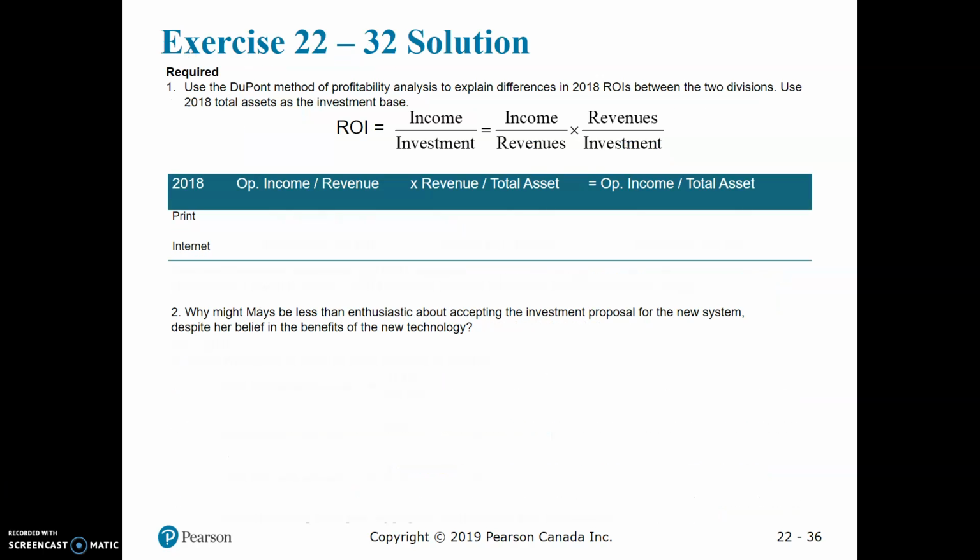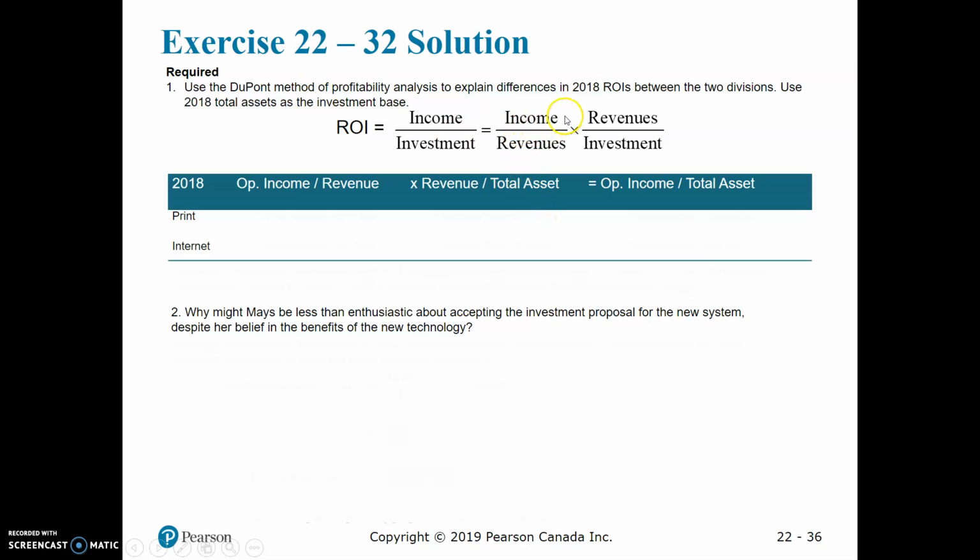Our first requirement is to use the DuPont method of profitability analysis to explain the differences in 2018 ROIs between the two divisions, the print division and the internet division. We already know the formula for ROI, which is income divided by investment. If we expand this formula, let's bring revenues into the equation. We can take income divided by revenues, multiplied by revenues divided by investment. This expanded version is called the DuPont method.